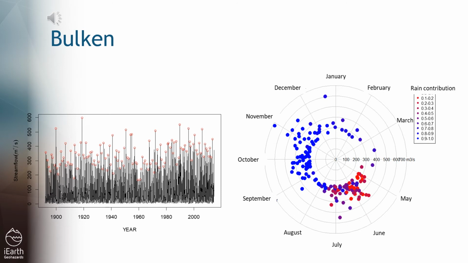Bulken streamflow observation started in 1892 and it is one of the longest time series we have in Norway. The figure to the left shows daily flow data with annual maximum floods indicated as red dots. The figure to the right shows the seasonality of floods. The angle indicates the season, whereas the radius indicates the flood size. The color of the dots indicate the relative contribution from snowmelt and rain to the floods. We see that snowmelt gives an important contribution to floods during the spring season, whereas rain dominates during the autumn.